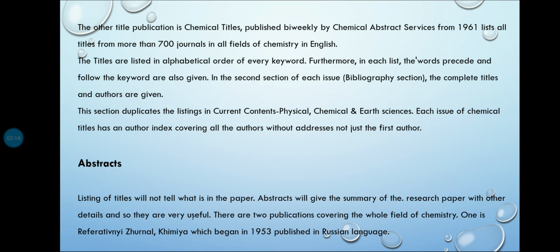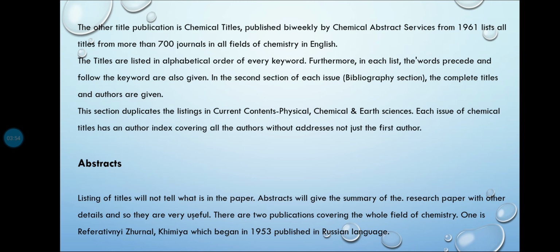The other title publication is Chemical Titles, published bi-weekly by Chemical Abstracts Service from 1961, which lists all titles from more than 700 journals in all fields of chemistry in English. The titles are listed in alphabetical order of every keyword. Furthermore, in each list, the words that precede and follow the keyword are also given.